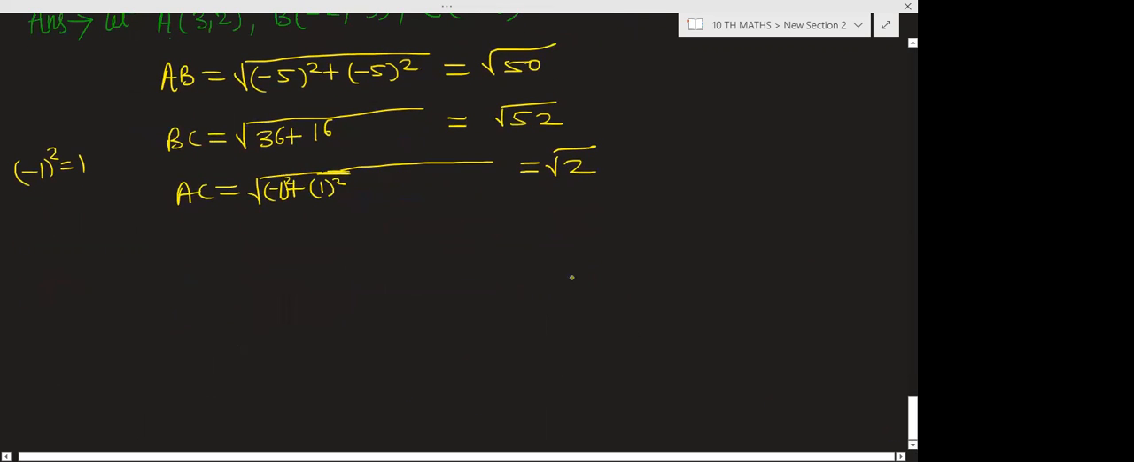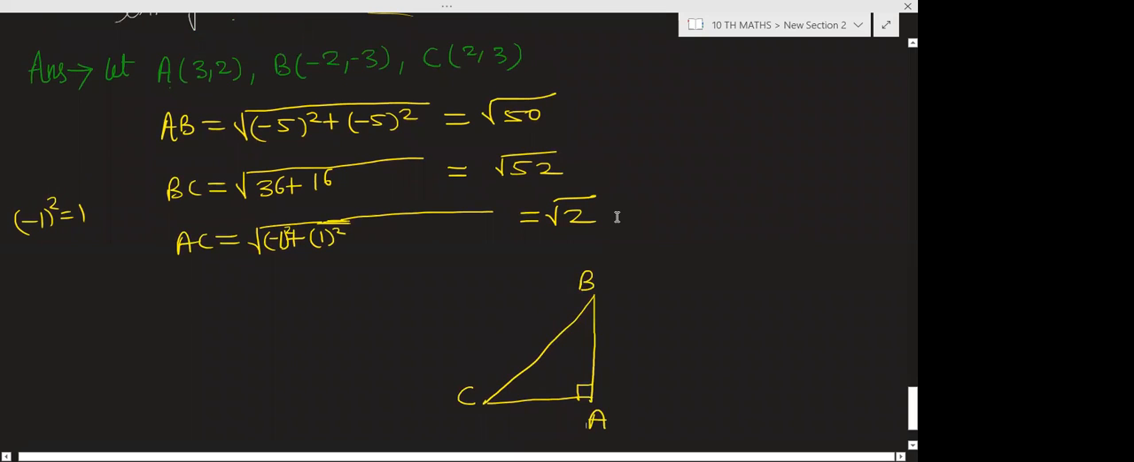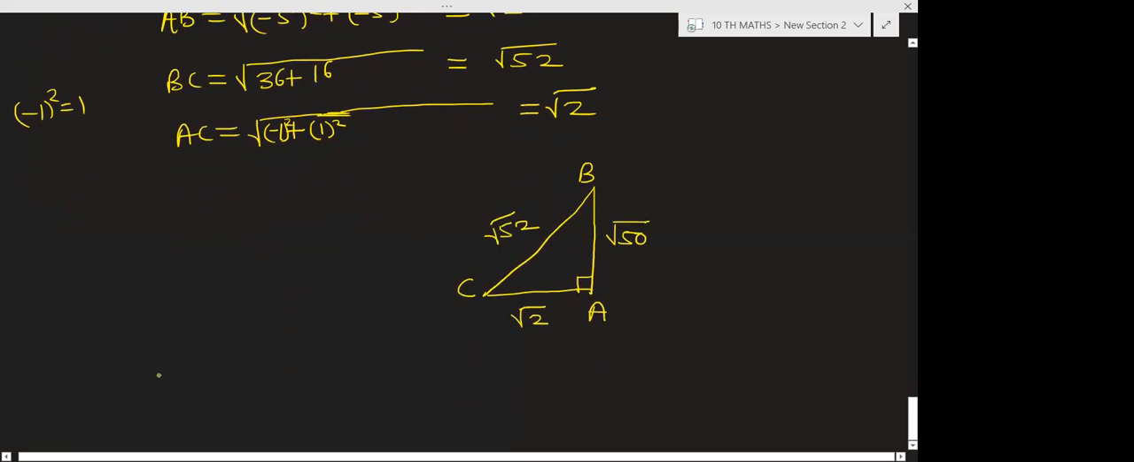Azaan, do you have the idea of the Pythagoras theorem? Yes, sir. Very good. So you have to think like that. If this side BC is root 52, if this side AB is root 50, if this side AC is root 2, so you apply the Pythagoras theorem.